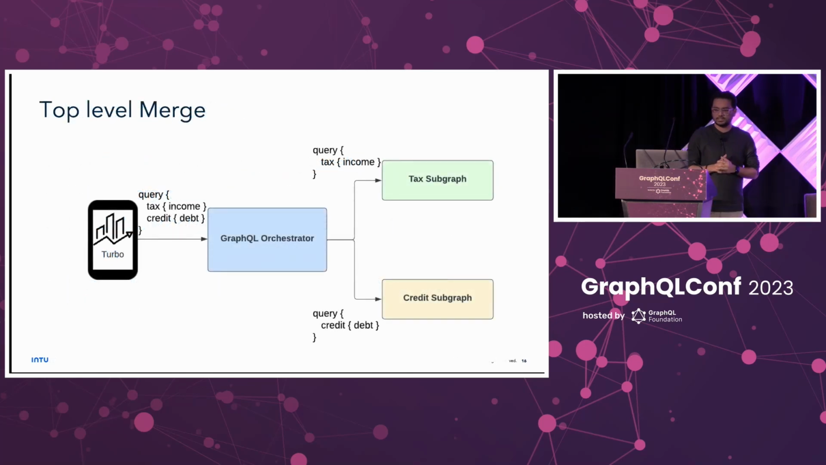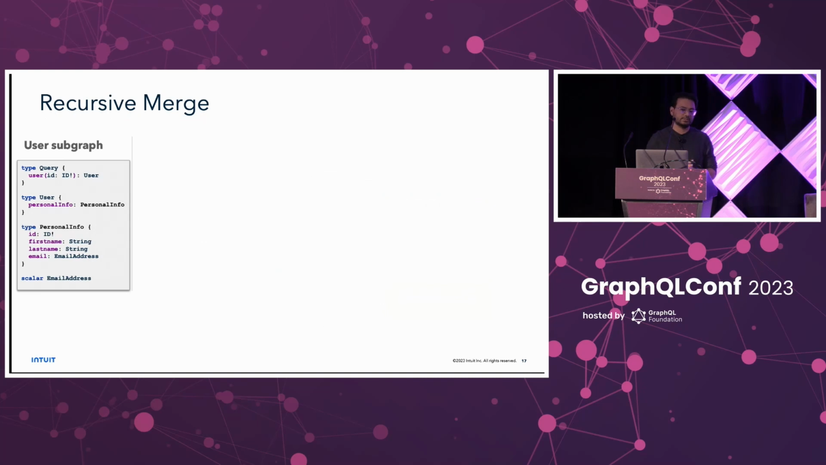One such feature was top-level merge. Top-level merge is very standard. Tax and credit service, it actually merges both of them together, like we were seeing in the Turbo example, at the query level itself, right? Now, let's take an example of a recursive merge algorithm.